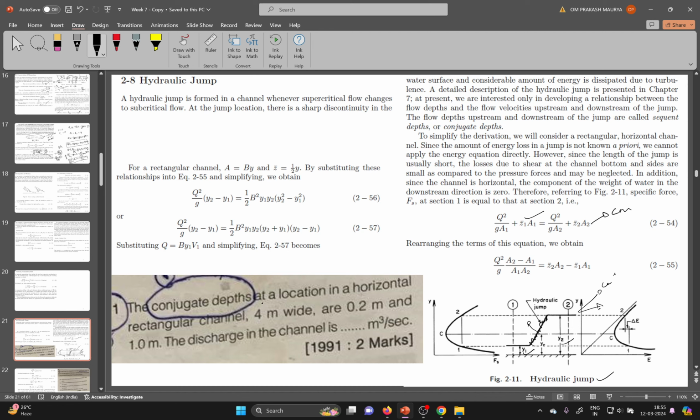The conjugate depths at a location in a horizontal rectangular channel, 4 meter wide, are 2 meter and 1 meter. Conjugate depths are given: 2 meter and 1 meter, and the width of the channel is 4 meter. The discharge of the channel is asked in meter cube per second. Please try to solve this question. It is very easy.